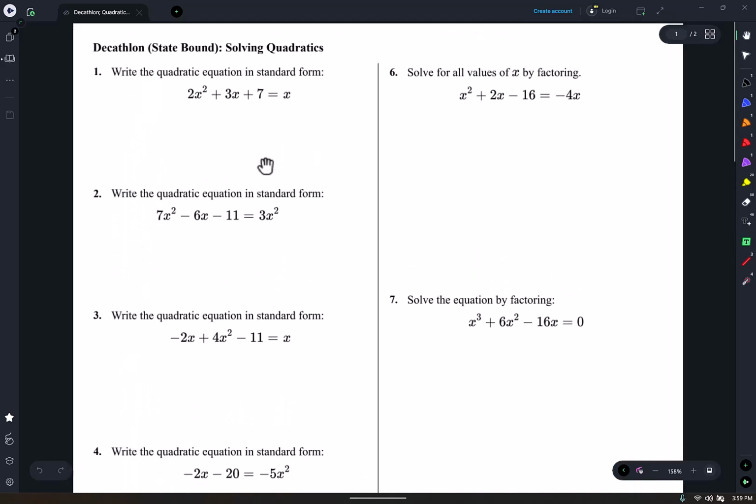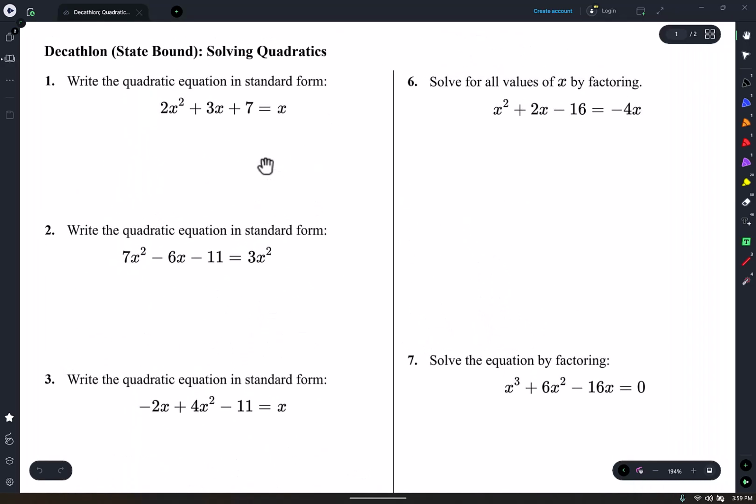Here we go, guys. State bound, solving quadratics. Today's the 22nd. So we're going to start. It says write a quadratic equation in standard form. A lot of people consider this standard form, so let me write it over here: ax squared plus bx plus c equals 0.